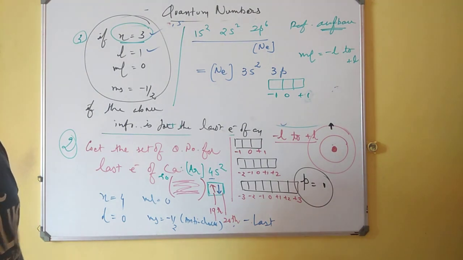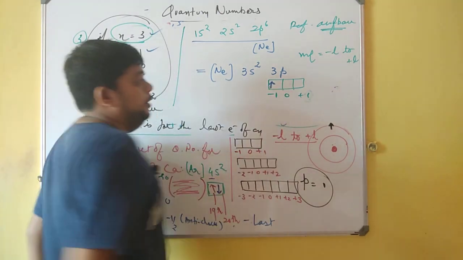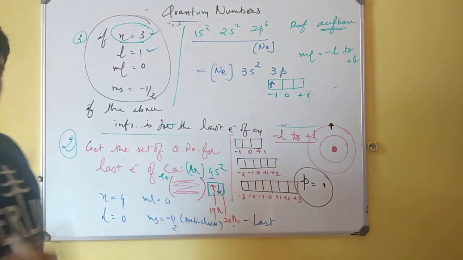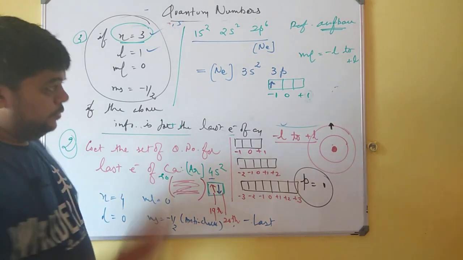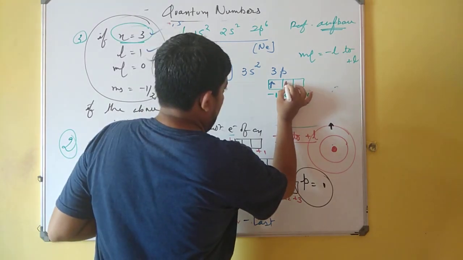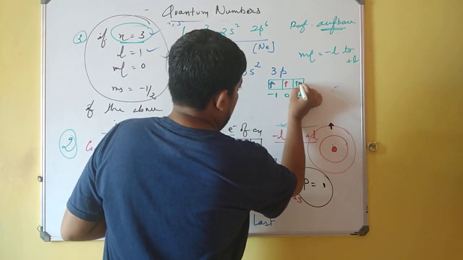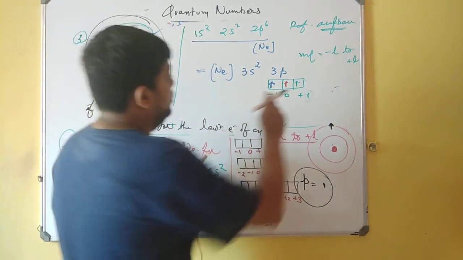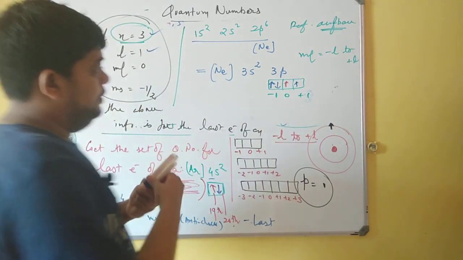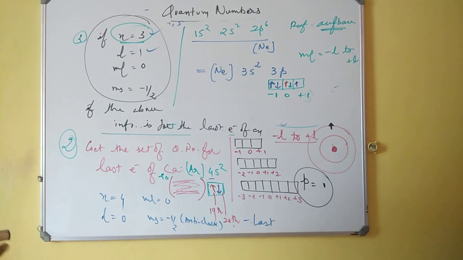Friends, there are two possibilities. Number 1, you can only go to 0 when you first fill an electron in minus 1. So this is minus 1, the first electron. This is the second electron. The third electron. The fourth electron, the fifth electron. Now, why did I do so?